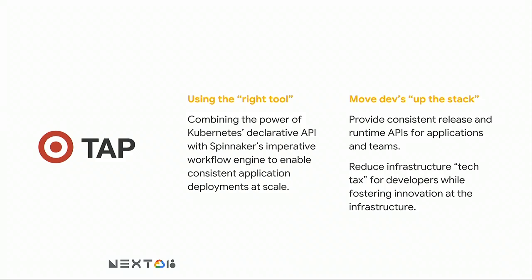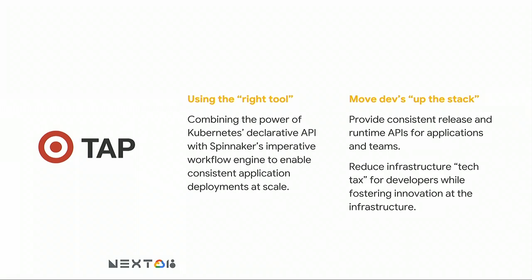We're combining the power of Kubernetes' declarative API along with Spinnaker's imperative workflow engine to orchestrate deployments so that we can manage our infrastructure as a ubiquitous experience for our developers, right? And so as part of that, we're moving our developers up the stack. We're getting them up off of those infrastructure APIs so that our infrastructure teams can innovate and move fast and do the things that they need to do in order to make the infrastructure better without impacting the application developers.